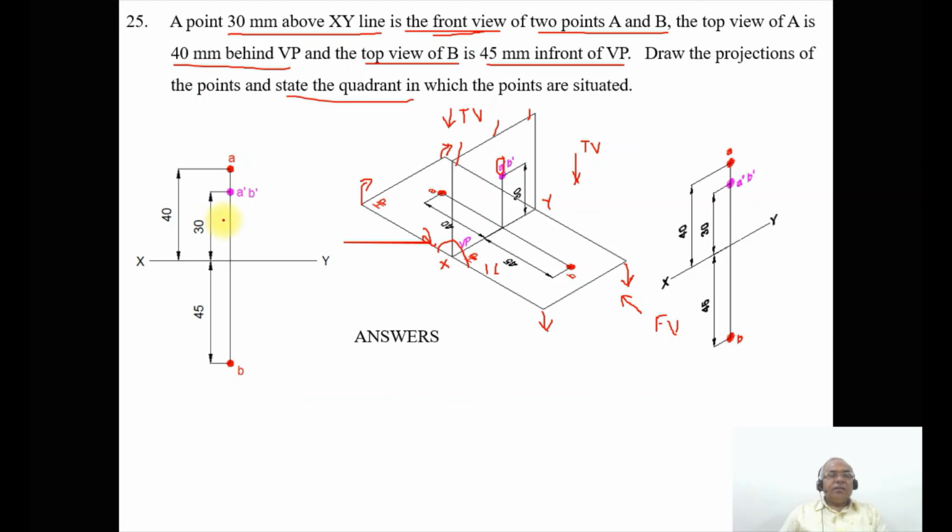The answers are: the point A has its front view and top view above XY line. Therefore, the point A lies in the second quadrant. The front view of B is above XY line and the top view of B is below XY line. Therefore, the point B lies in the first quadrant. So A is in the second quadrant, B is in the first quadrant. This is how we can analyze this combination of quadrants by using three dimensions and also by using orthographic projection. This is how you will be able to get the answer. Thank you.